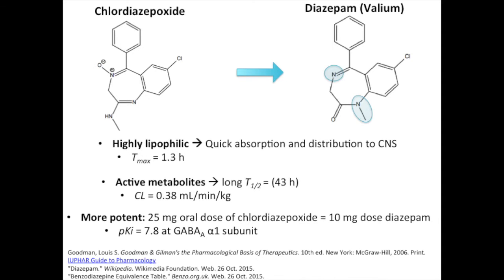The pKi of diazepam at the GABA alpha receptor is 7.8. However, due to the complex nature of the GABA alpha receptor, it is difficult to find precise pKi values of chlordiazepoxide and other benzodiazepines for comparison.